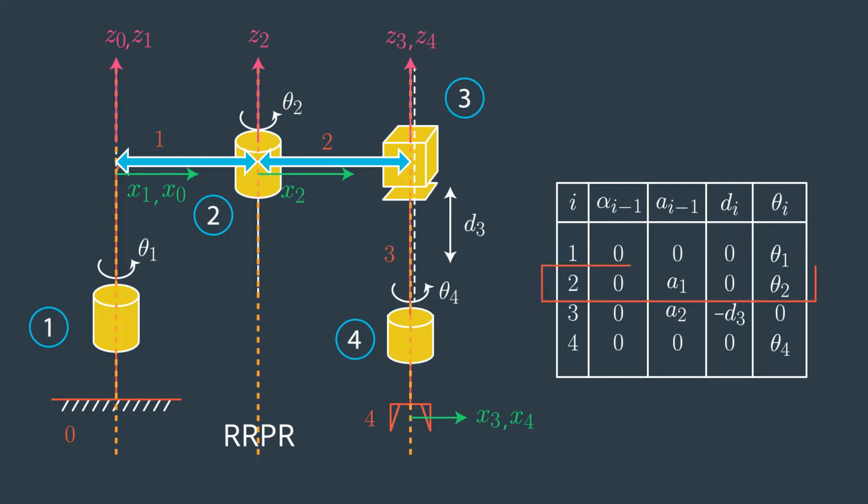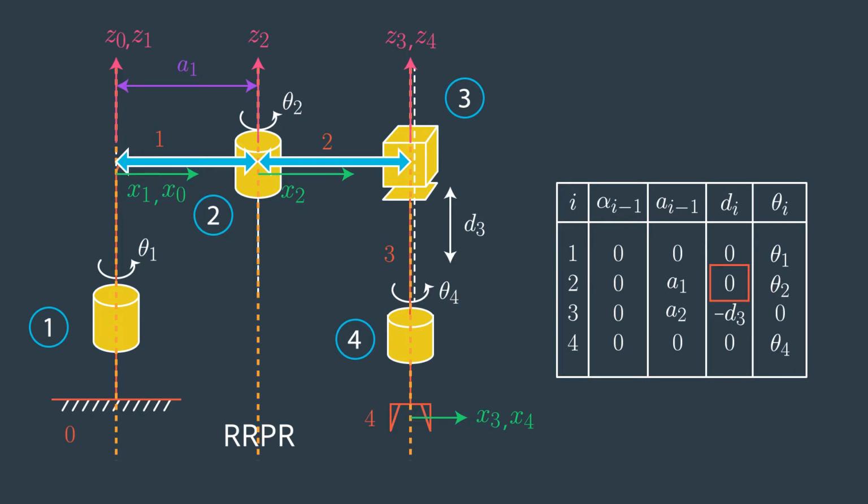Let's move on to i equals 2. That is, the transform between frames 1 and 2. Z1 is parallel to z2, so alpha 1 is again 0. A1 is the distance from z1 to z2 measured along x1. To find the actual numerical value for A1, you would have to consult the manufacturer's specs or the appropriate joint origin tag in the manipulator's URDF file.